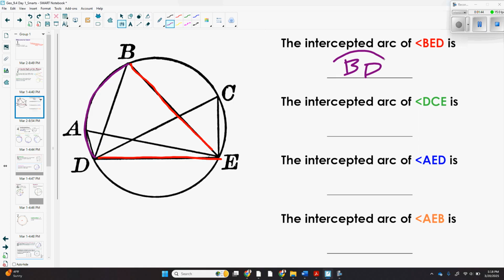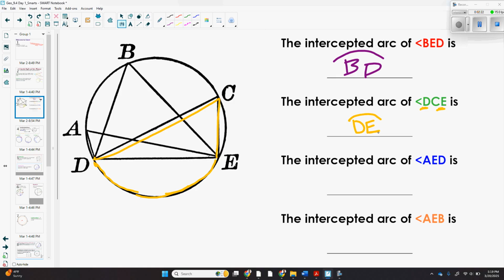All right, let's try again with angle DCE. DCE is going to be that one. And its intercepted arc is going to be in between the D and the E, so right here, this arc DE. Now you might notice a pattern: the first letter and the last letter are going to be the parts of the arc that we write down.